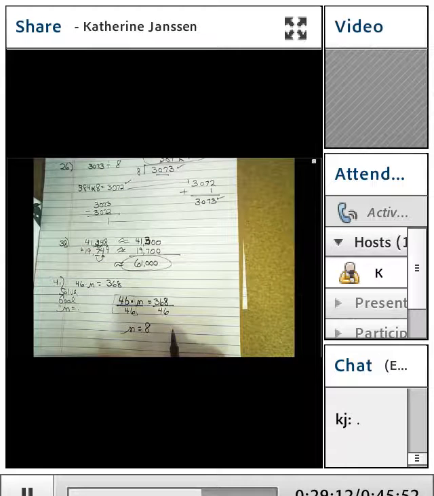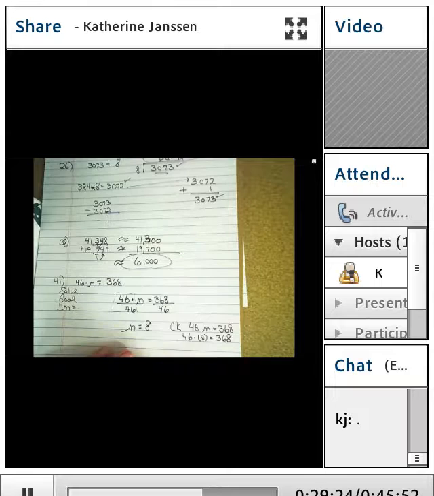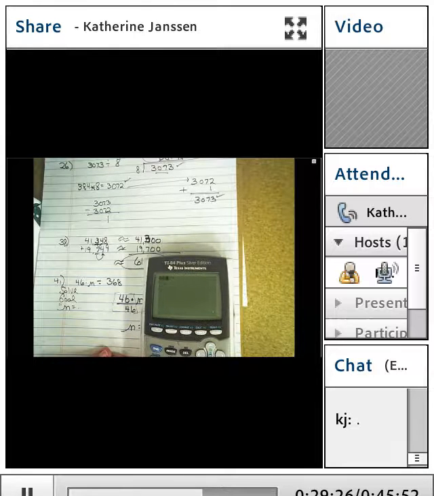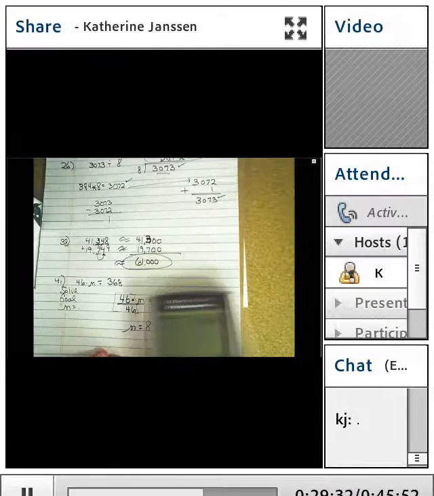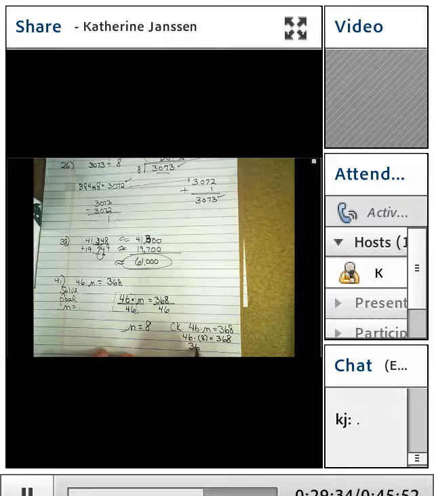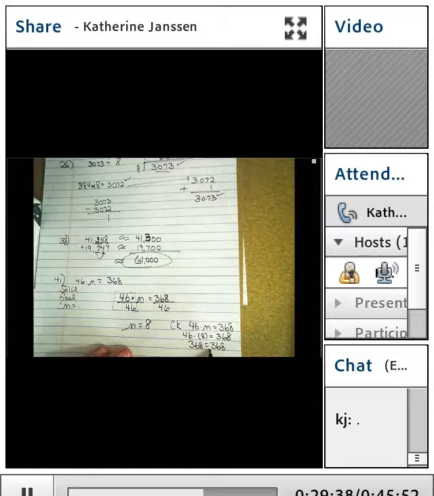And then we can check. We have 46 times n equals 368. I'm going to substitute 8 for every occurrence of n. And 46 times 8 is 368. That is a true statement, so I can circle my answer.